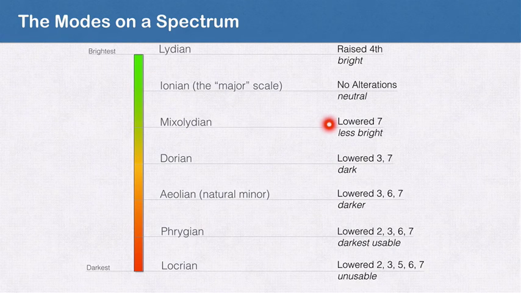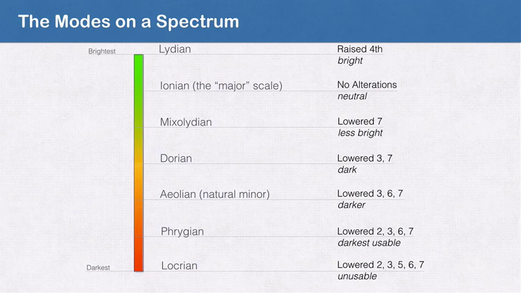Mixolydian just has the lowered seventh, and I should mention that all these lowered and raised notes are in comparison to the Ionian. That's why the Ionian here says no alterations, because all of these lowered and raised notes here are referring to Ionian. But like I said, Lydian is the only one that actually has a raised note. So that one actually even has a brighter sound than Ionian. The rest of them get darker from there.